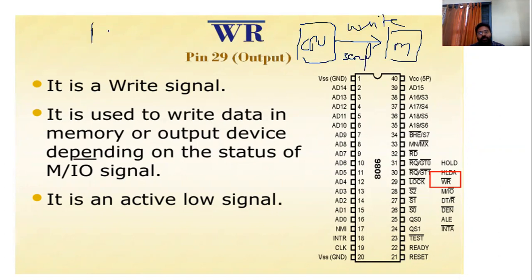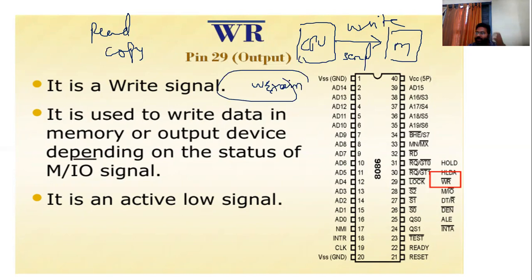What is the meaning of read here? Copy the information, nothing but from memory to the CPU. But write is like writing an exam. You write the exam, meaning your information is in your brain and you put it on the paper. That is writing. Write means the information is in the CPU and it is sent to the memory. You can perform the write instruction where the signal is equal to 0, so you can perform the write operation.